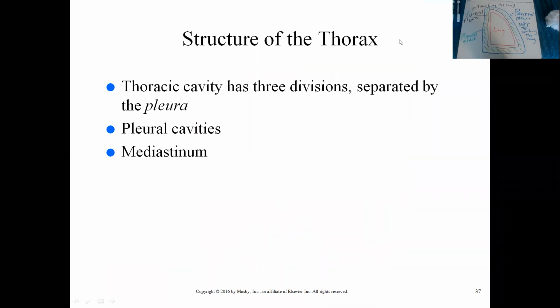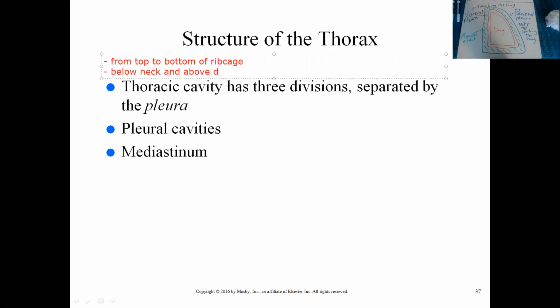That was the lungs. Now, a bit about the thorax in general. Remember, thorax, that's the part of your body where the ribs are, between the top and bottom of your rib cage, or we could say below your neck and above your diaphragm. Maybe we'll put that on here. Thorax, we could say from top to bottom of rib cage, or below neck and above diaphragm. The description works.